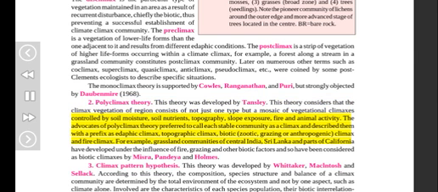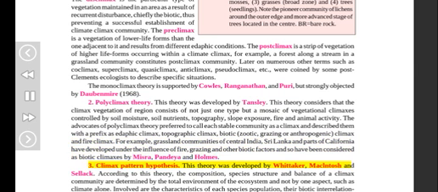The advocates of polyclimax theory prefer to call each stable community a climax and describe them with the prefixes edaphic climax, topographic climax, biotic, zootic, grazing or anthropogenic climax and fire climax. For example, grassland communities of central India, Sri Lanka and parts of California have developed under the influence of fire, grazing and other biotic factors and so have been considered as biotic climaxes by Misra, Pandya and Holmes.